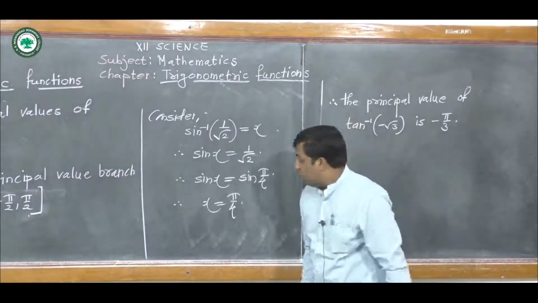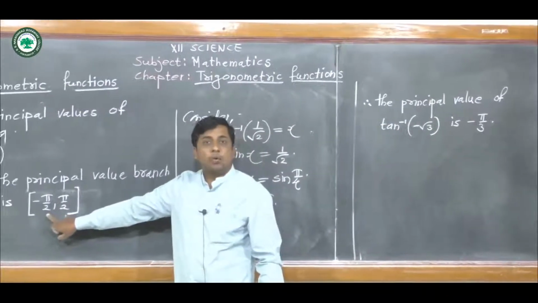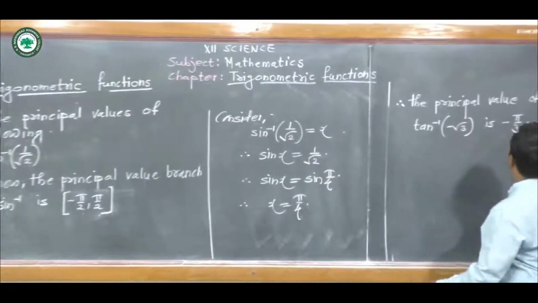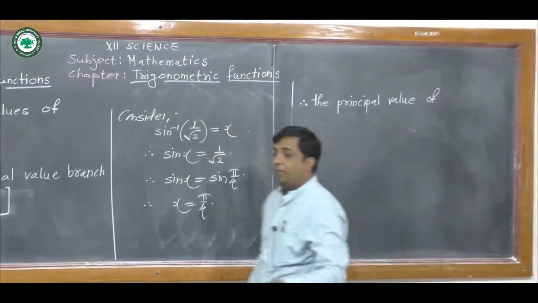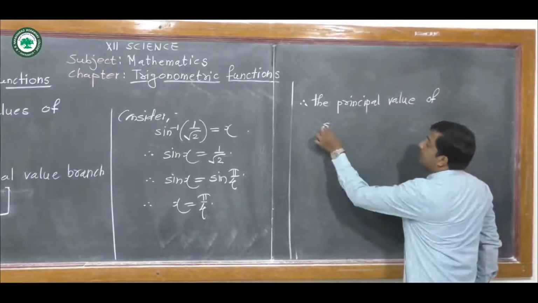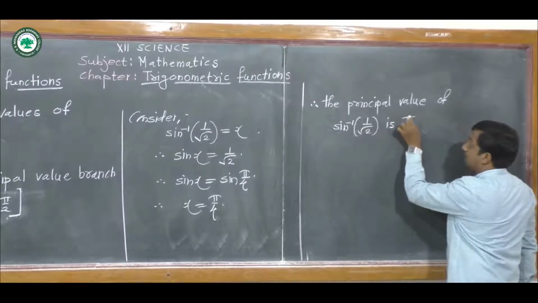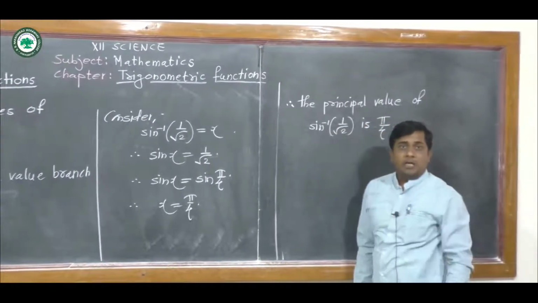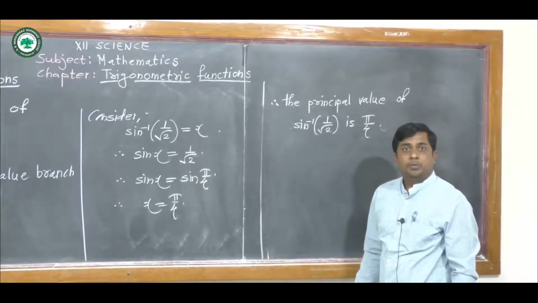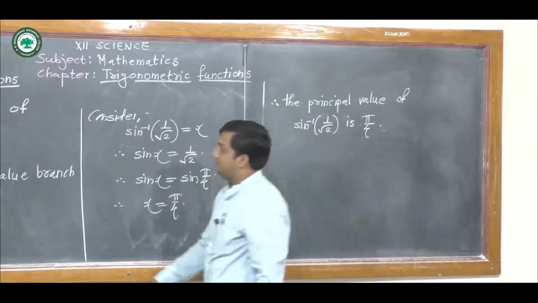Now we know this pi by 4 lies in the closed interval minus pi by 2 to pi by 2, so we consider it the principal value of the given function. Therefore, the principal value of sine inverse of 1 upon root 2 is pi by 4, and this is the final answer. Very simple example it is. Let's go with our third example.